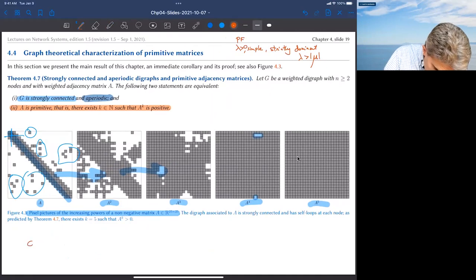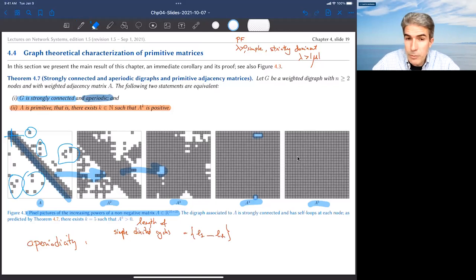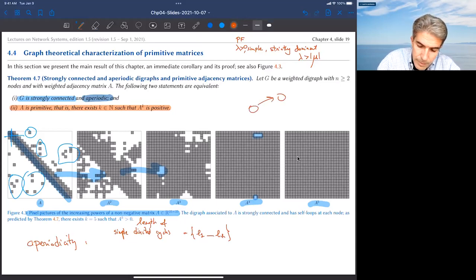One is, remember, aperiodicity has to do with, what does it have to do with? It has to do with simple directed cycles. You're interested in their length, the length of the simple directed cycle. These are numbers, right? You have a collection of numbers. Let's call them L1 through LH. H is some number of directed simple cycles on your directed graph. They're simple, meaning that the only node that is repeated is the first, which is equal to the last. And also remember, a cycle like 1, 2, 3, 1 is a directed cycle. It's the same cycle as 2, 3, 1, 2, right?